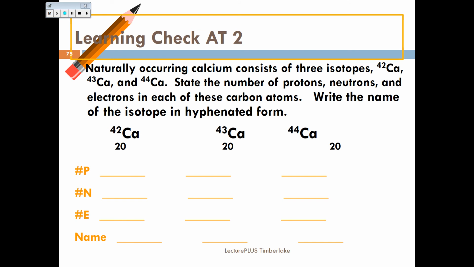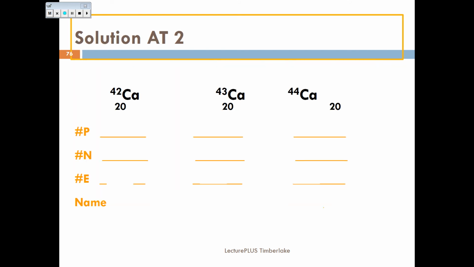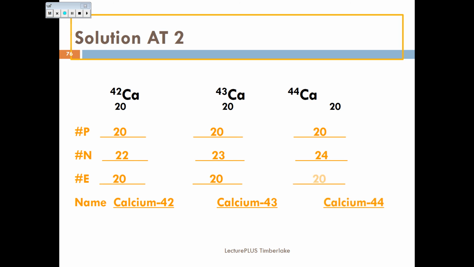Let's go ahead and do it for the 3 isotopes of calcium. You can press pause and fill this in on your own. Number of protons for calcium-42 is 20. Number of neutrons, 22. The number of electrons, 20. And the name is calcium-42. For the next one, 20 protons, 23 neutrons, 20 electrons, and then calcium-43. 20 protons for the next one, 24 neutrons, 20 electrons, and calcium-44.